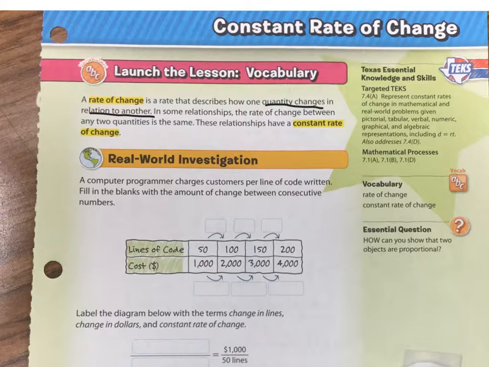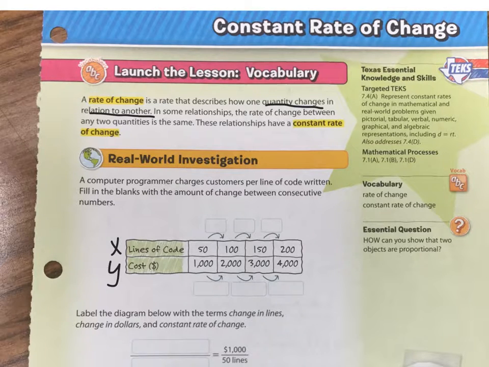Now, before we started filling in those little boxes, I had you label something. What did I ask you to label? I had you label something on the side, right over here. The X and the Y. So which one is the X? Lines of code, the top one. The lines of code. And then the Y is the cost.